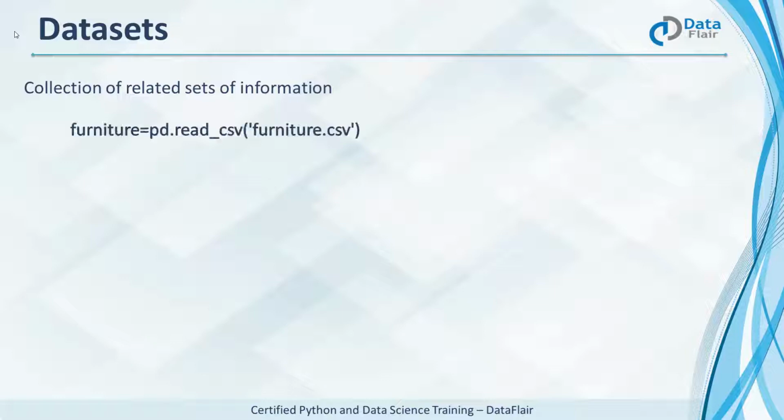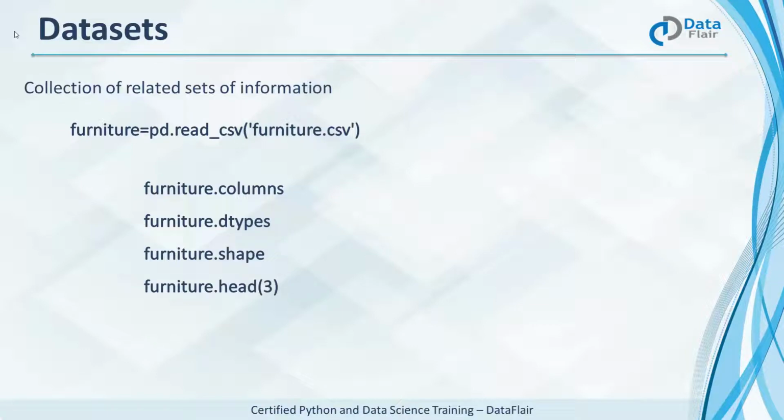To import a dataset, we can use the read CSV function. This gives us the column names, and this gives us the types of data for the columns. This is the shape of the dataset. These are the first 3 rows of the dataset, and these the last 2. Unique tells us the categories in the dataset that are unique.